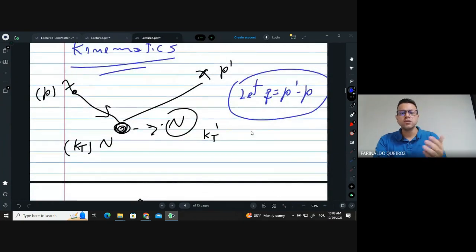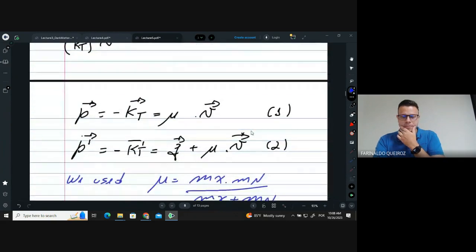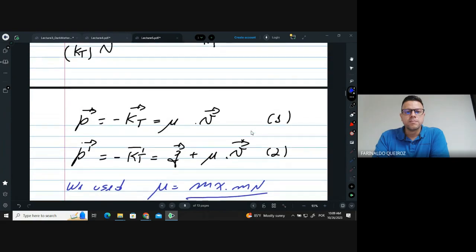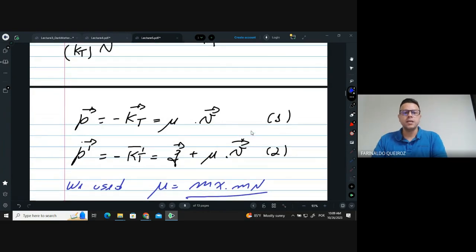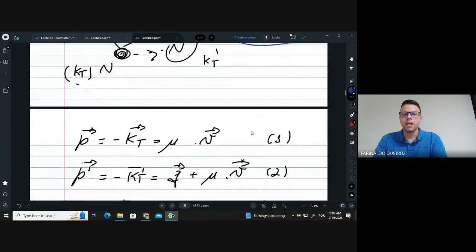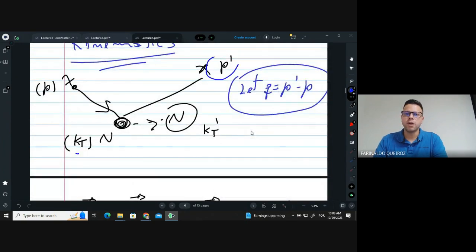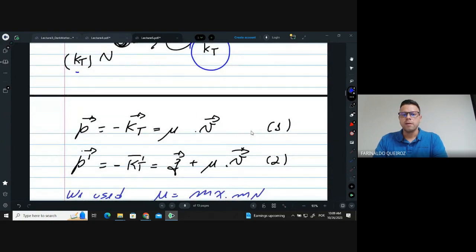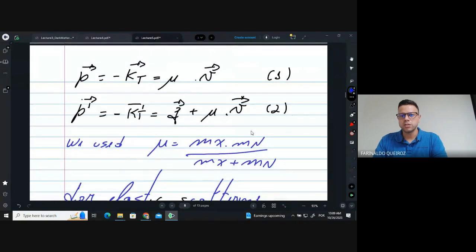There are some ways you can do this. I'm going to do it this way. So in the center of mass frame, the initial momentum p is equal to minus chi t, right? Because in the center of mass, they have exactly opposite momentums, right? And also, in the center of mass, p prime is precisely minus chi t prime. Okay, then you work out the formula, you don't deduce it.